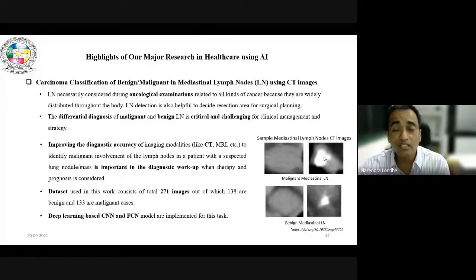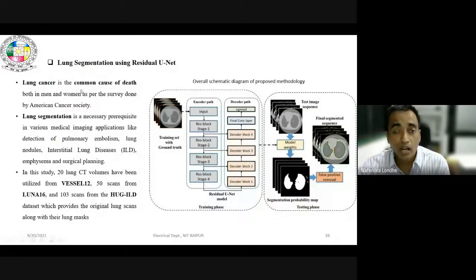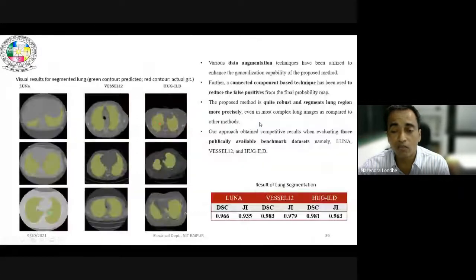So finding that in the CT images is very challenging. Lung segmentation, we have done one research work on the lung segmentation, and in that also by using deep learning we have applied it on the different data sets of Luna, Vessel 12 and HUG ILD data set, and in all those cases excellent results have been received.